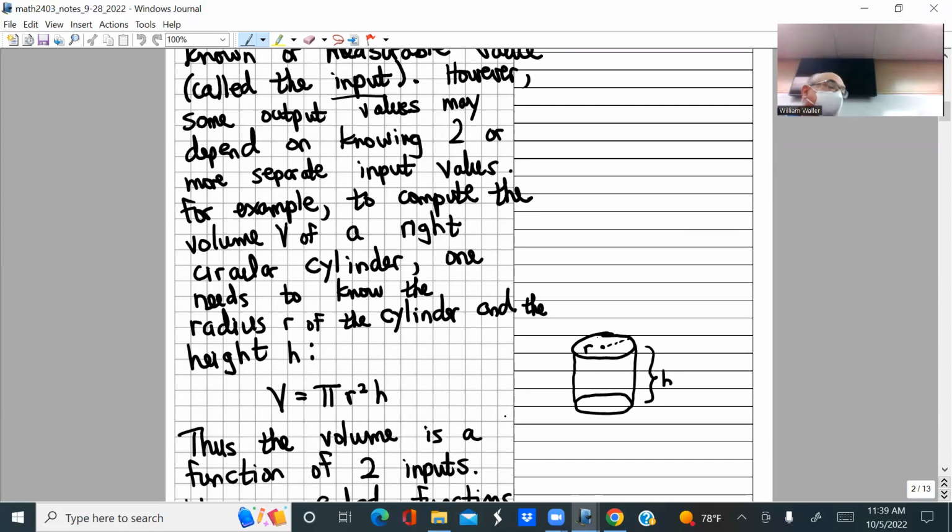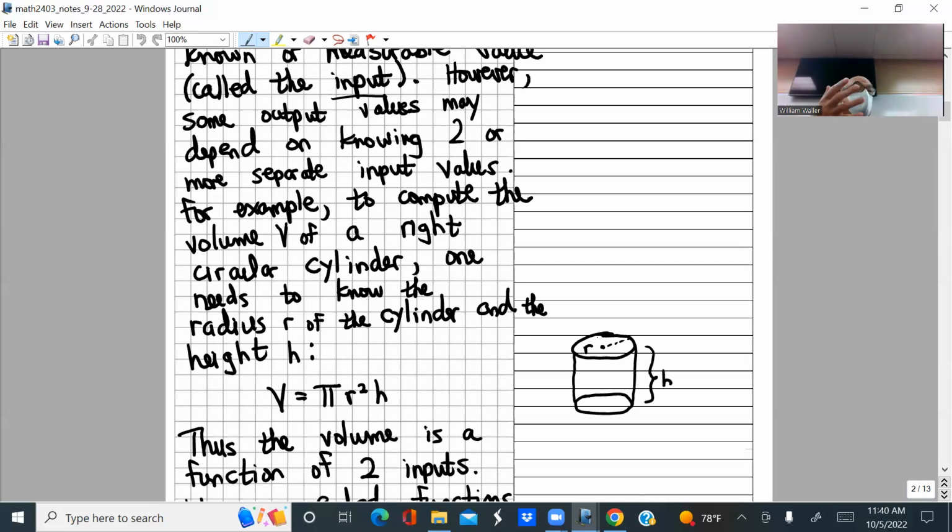Imagine for a moment that you don't know anything about geometry, but you've got this cylinder and you're trying to figure out how much it can hold, how much of a quantity it can hold. Well, notice volumes are not so easy to measure. Those are things that are not easy to physically measure.